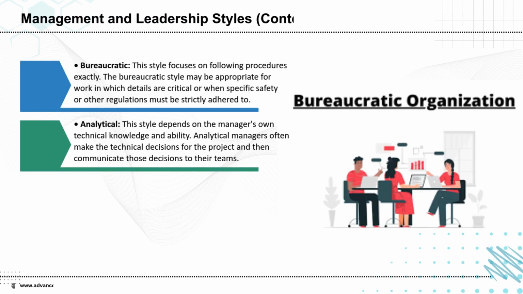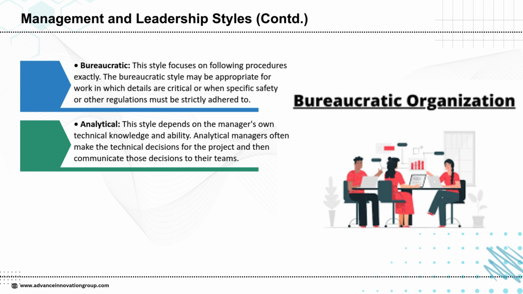The bureaucratic style of management and leadership is all about following established rules, procedures, and guidelines very strictly. This style works best in projects where details are critical or where safety and compliance regulations must be followed without compromise. It ensures consistency, reliability, and adherence to standards, making it suitable for highly regulated industries.